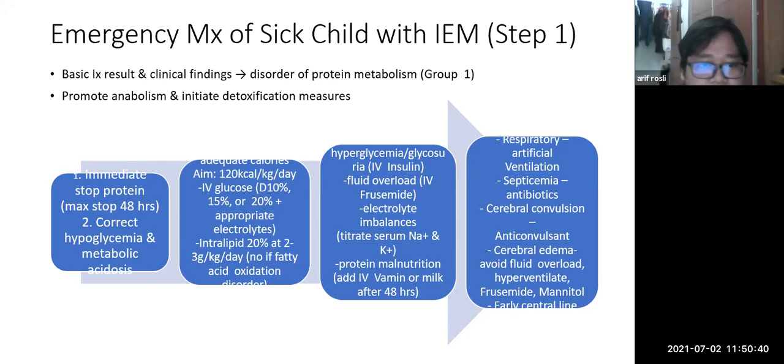Sorry, it is not very clear, but I will read it. First of all, we will immediately stop any protein intake, maximum within 48 hours, and we will try to correct the hypoglycemia and metabolic acidosis. Second step is we will give adequate calorie intake, where we aim for 120 kcal. We can help by giving IV glucose or intralipids.